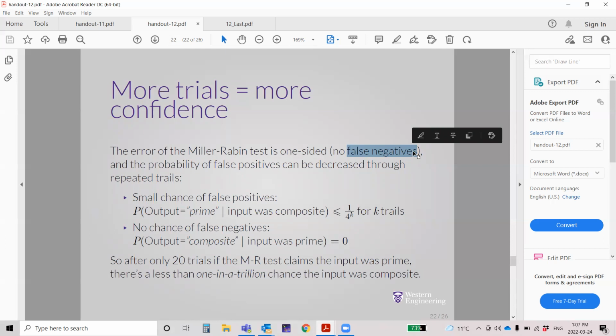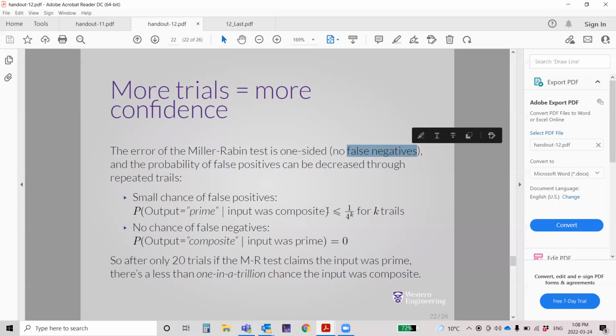However, the decision was false, which means wrong, while the input is originally true. So there is a small chance of false positive: the probability that the test outputs prime when the input was composite should be less than 1/4 to the power K for K trials, where K is the number of your trials. There is no chance of false negatives: the probability of outputting composite when the input was prime equals 0. So after only 20 trials, if the Miller-Rabin test claims the input was prime, there is less than a 1 in a trillion chance the input was composite.